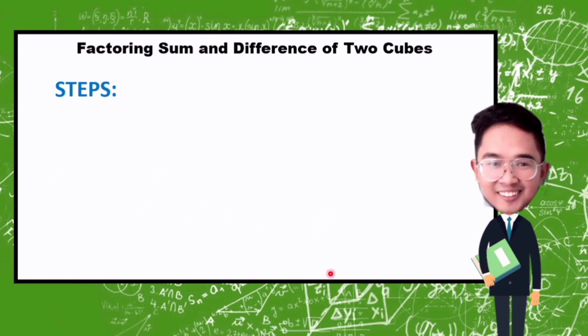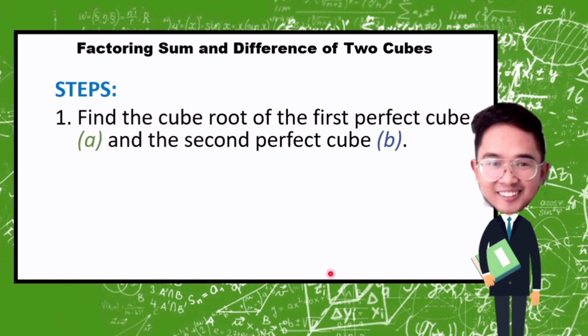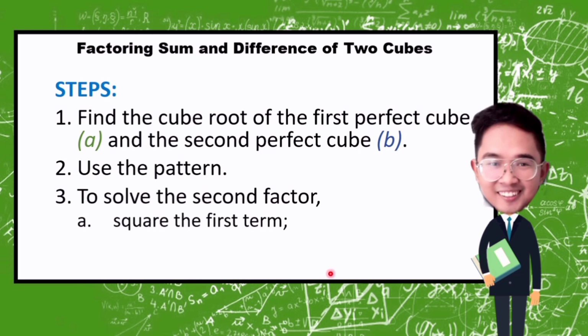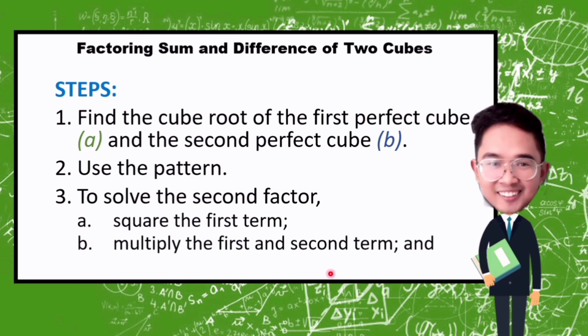Here are the steps in order to factor sum and difference of two cubes. Number 1, find the cube root of the first perfect cube, which is denoted by a, and the second perfect cube, which is denoted by b. Use the pattern that I've shown you a while ago. And number 3, to solve the second factor, square the first term, multiply the first and second term, and square the second term.